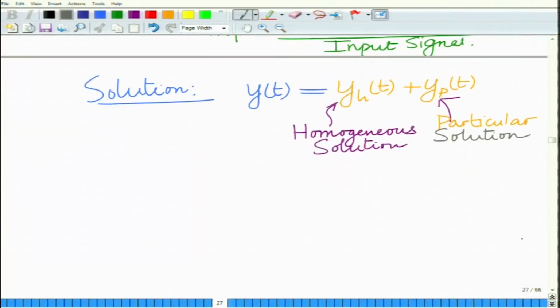And therefore, now for the particular solution, what we are going to do is to find the particular solution.